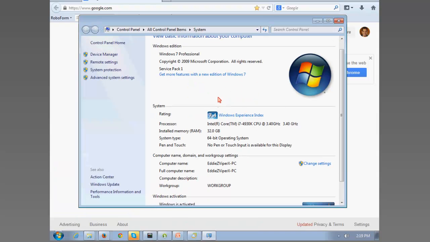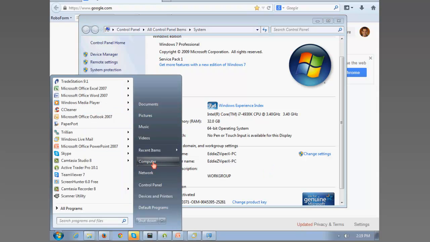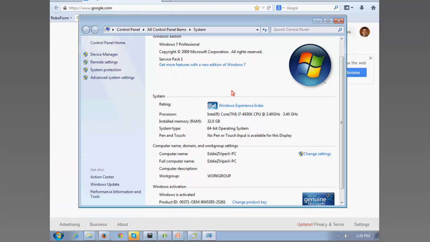That's going to bring up a window that looks like this. In the middle of the page, you're going to see what processor you have. In my case, I have the i7-4930K processor. And I have 32 gigs of RAM, so make a note of how much RAM you have installed. And I also have a 64-bit Windows 7 Professional operating system. So make a note of those three things: what processor you have, what RAM you have, and what operating system you're running. If you're in Windows XP, this window will look smaller and there'll be a tab that says General, and that'll also have this information. So again, it's Start, right-click Computer, and then Properties.